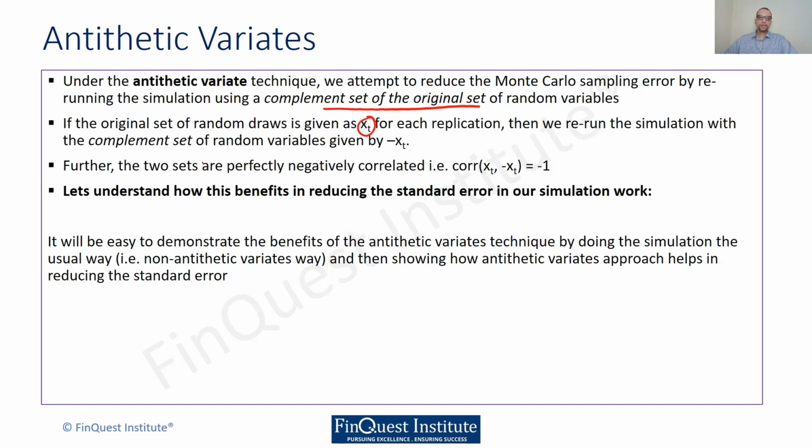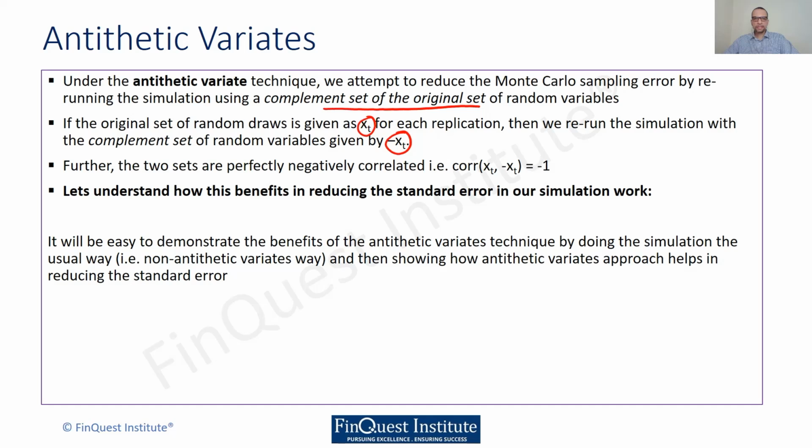If we rerun the simulation with the complement set, then we stick to the complement of this random variable xt, which we call minus xt. Now, again, these two sets are perfectly negatively correlated. So if we take the correlation between xt and minus xt, which are complements of each other, that will naturally be -1. Now, we try to understand how exactly the antithetic variate technique comes to our rescue in reducing the standard error which goes into our simulation work.